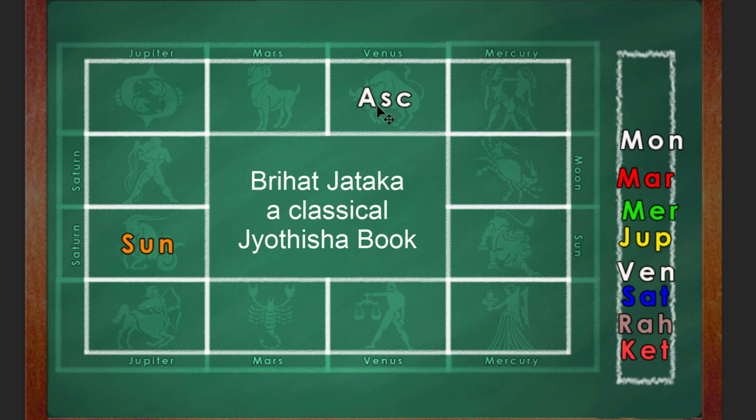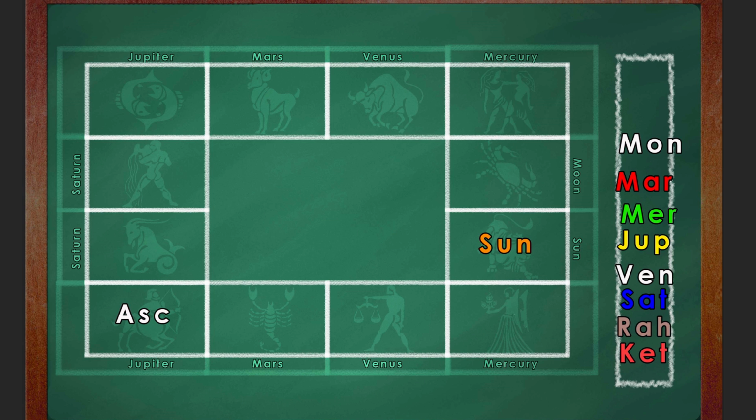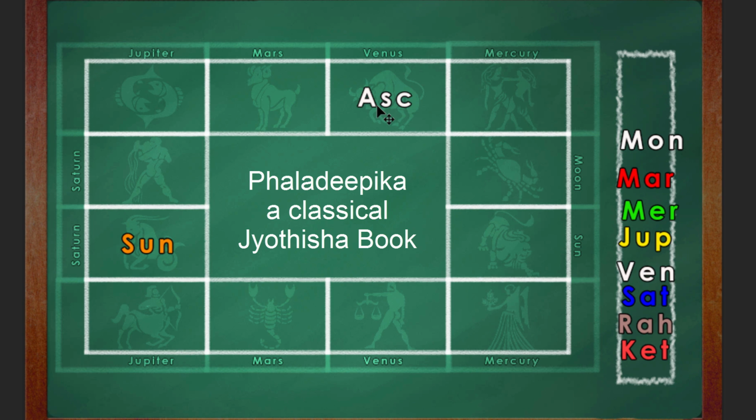Brihat Jataka, a classical textbook by Sri Varahamihira, says that the person concerned will be endowed with children, wealth, and happiness. So here I think Varahamihira is hinting, he is probably expecting the sun to be in a beneficial place, because unconditionally he says that it's good for children, wealth, and happiness. Phaladipika, another classical textbook, says that the father will not be happy and may be short-lived. Here maybe the author was telling us that the sun is afflicted.